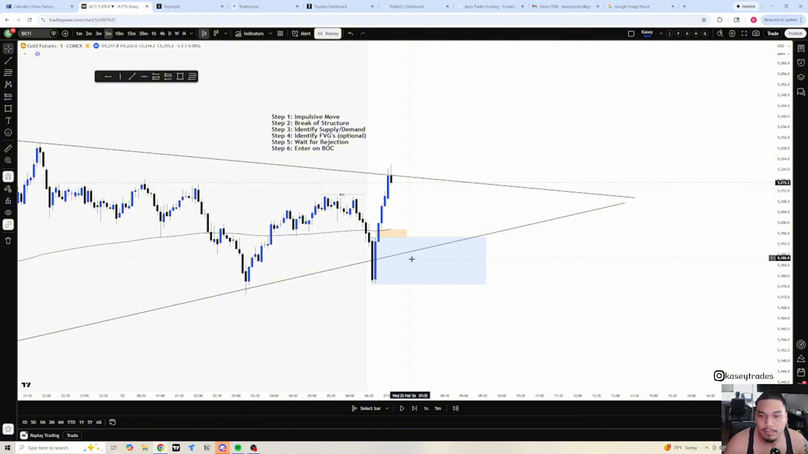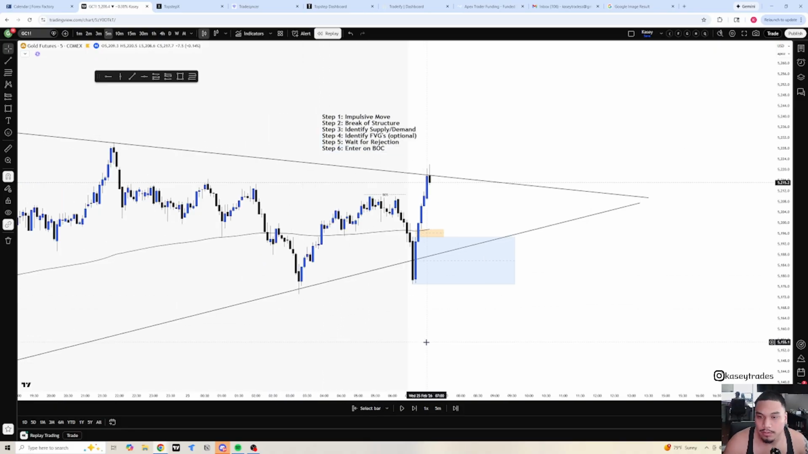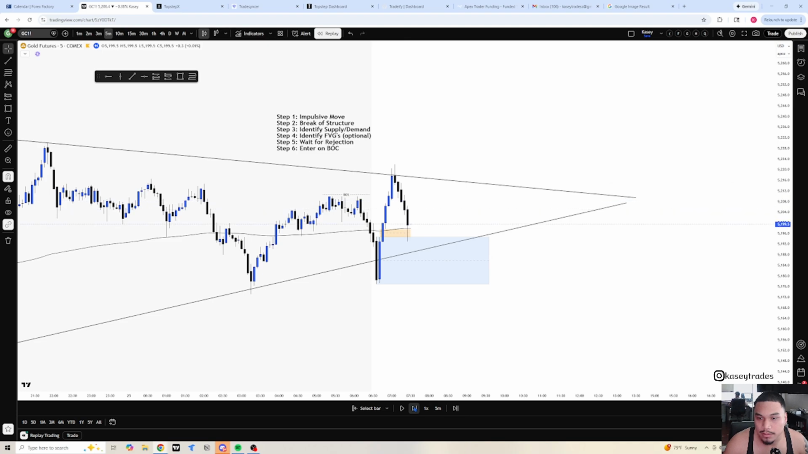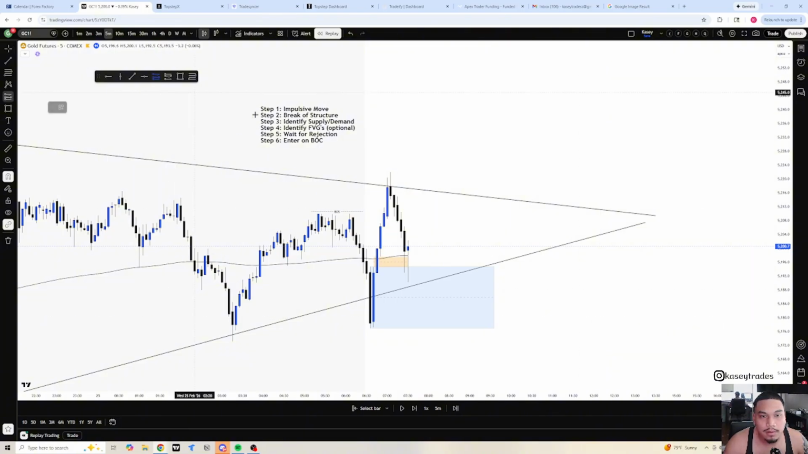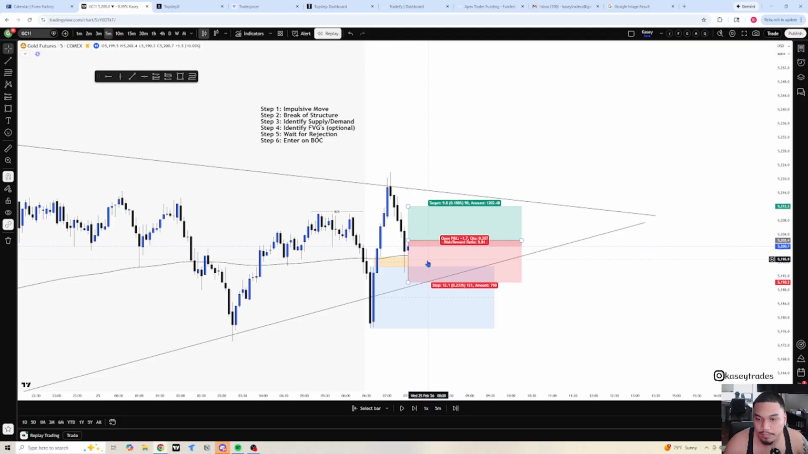The only thing we care about is if it comes all the way back down and touches our demand. So after seeing steps 1 through 4 out the way, I'm like, all right, now we just have to wait for step 5, which is waiting for the rejection. So now I'm still sitting on my hands, and we finally get that rejection. So now we have step 5 out the way. Step 6 is enter on the break of the candle. So as soon as it breaks the high of this candle, I would enter with the stop loss right at the low of this one.